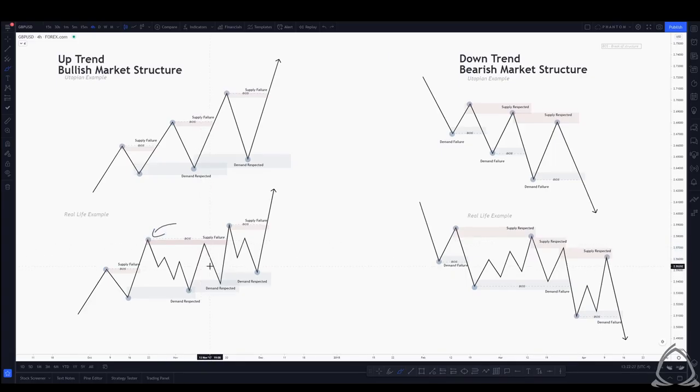And as I said in the previous supply and demand zone videos, more often than not, supply and demand zones will have a reaction, but it's the follow through that's the most important.